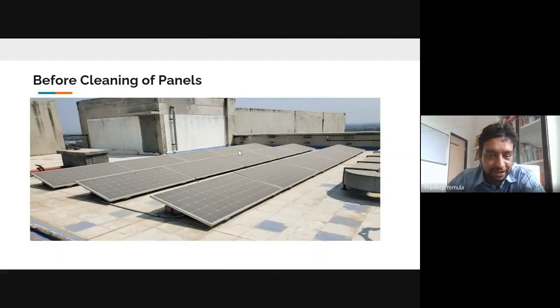So this is the photograph of the solar panels. Now here one thing you can notice is that the panels are not cleaned. There is a lot of dust accumulated because a lot of construction activity is going on in the campus. A lot of dust is accumulated on the panels. Because of this dust, the panel output has been reduced.